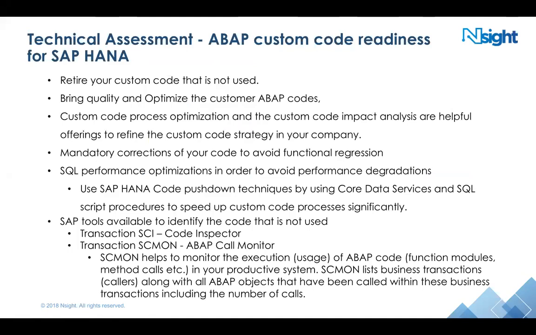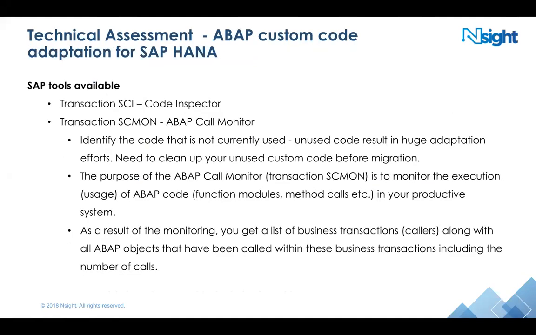Also, SAP has different tools available to look into your code: SCI, the code inspector, and SCMon, which is your call monitor. It can help you to monitor the usage of your code, as well as list the business transactions that are being called with these ABAP objects, so that you can get an idea of what kind of code is out there for you to work on, and make sure it is compliant before you upgrade to S4 HANA.